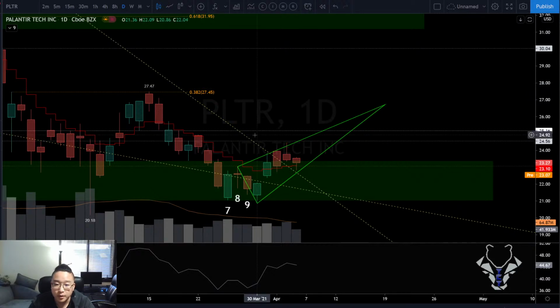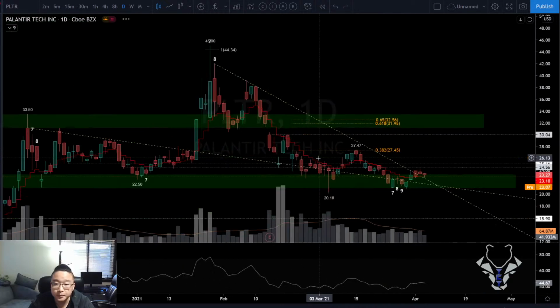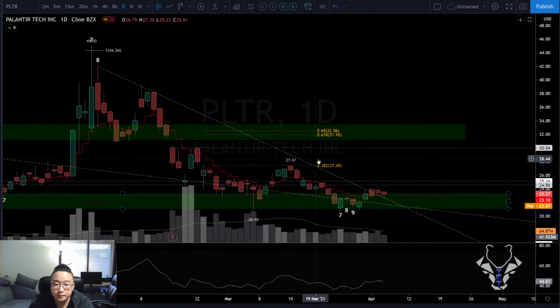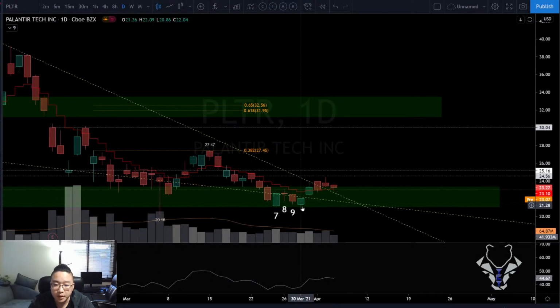PLTR, similar idea. I don't think this is going to be the case. So PLTR, decreasing daily bear volume, finding support on that 88.